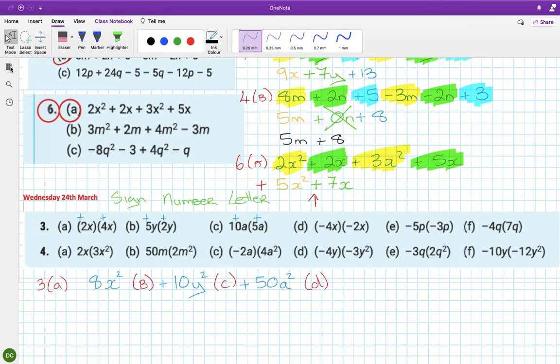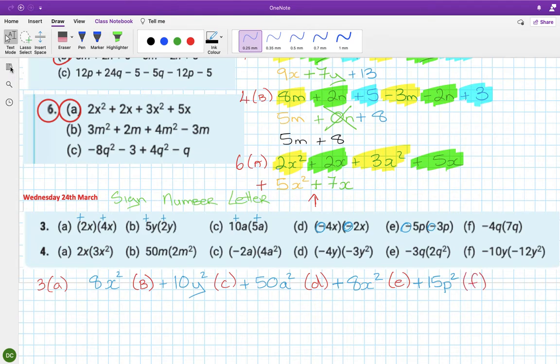D. So here we have a minus and a minus. So the signs are the same. So again, it's plus. Numbers is 4 by 2, which is 8. And then the 2 x's is x squared. E, again, we have 2 minuses, which means the signs are the same. So plus 5 by 3 is 15. And 2 p's we write as p squared.